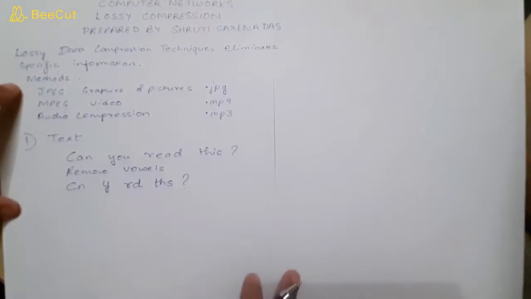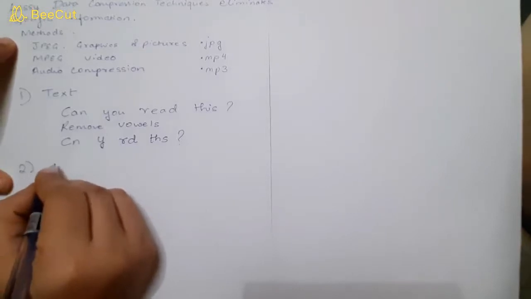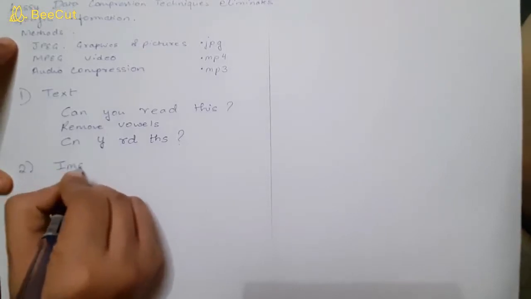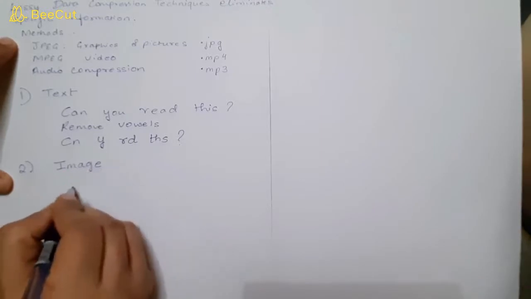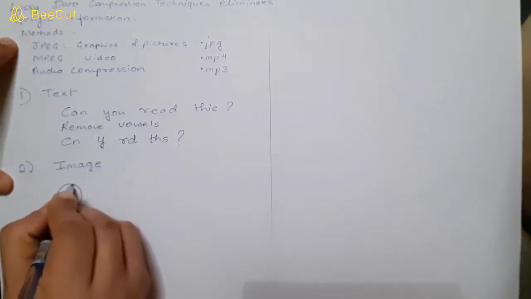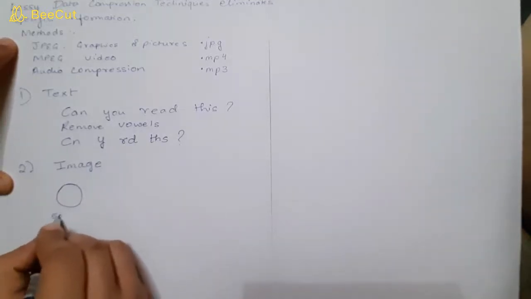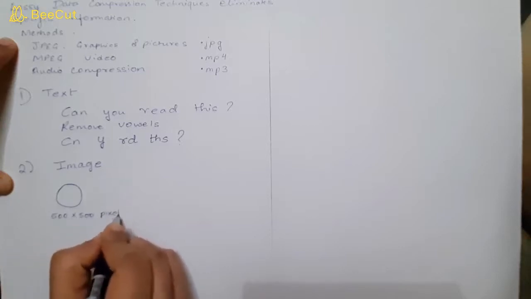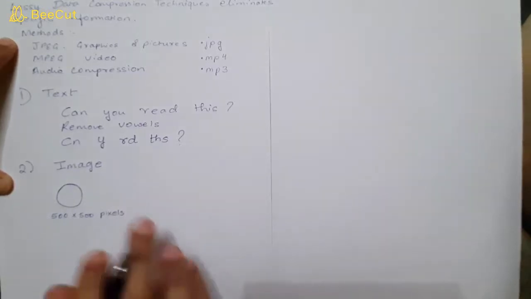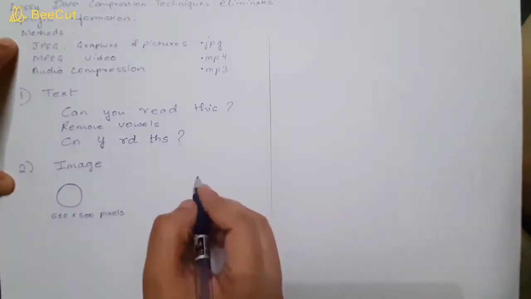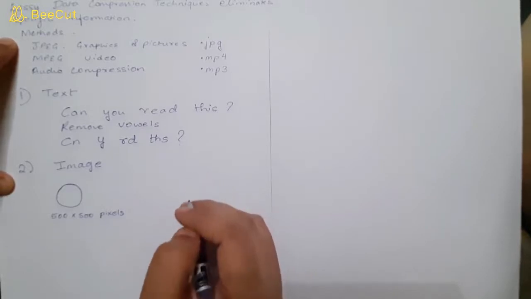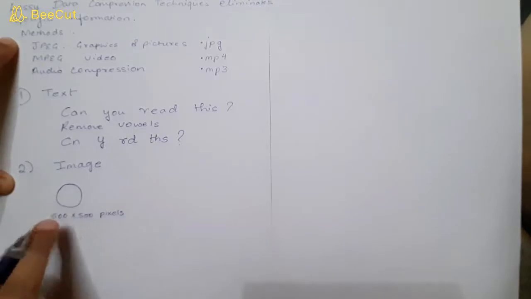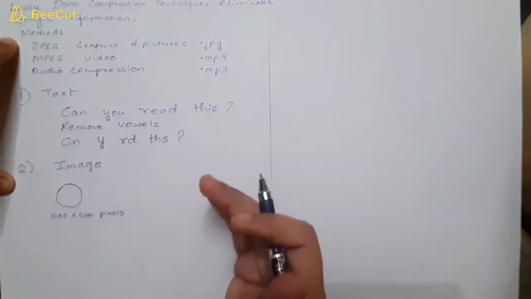Next, if you want to reduce an image, in that case you have to use the JPG method. In case of an image, suppose the image is something like this. This is a circle, and suppose we have represented it with 500 by 500 pixels. What we can do to compress it is decrease the resolution. We can represent the same image with much fewer pixels.